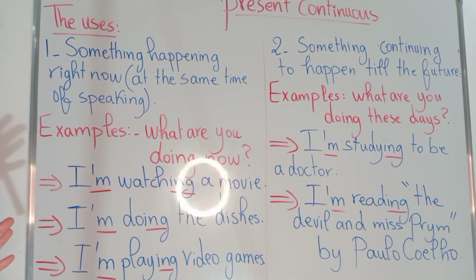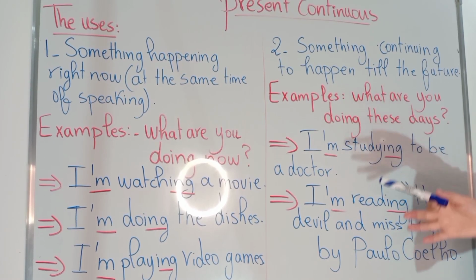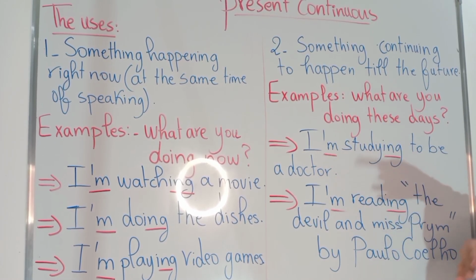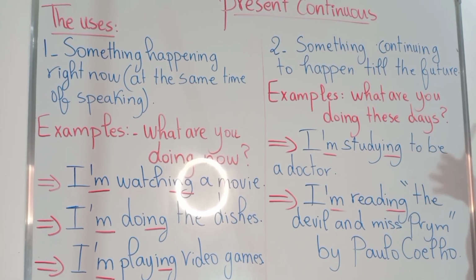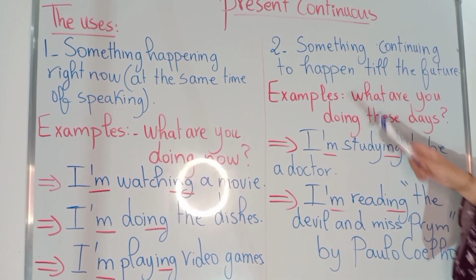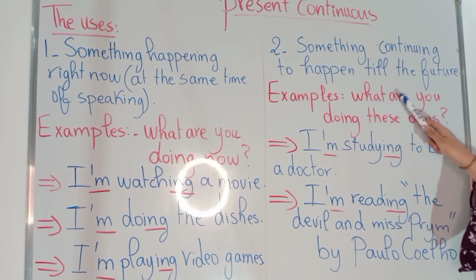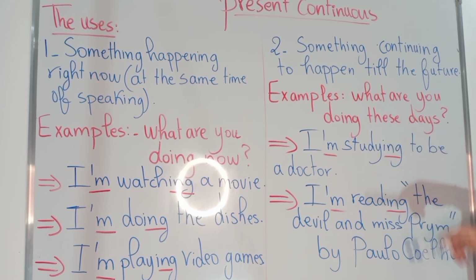It is different than the first one, but it's much easier. So the second use is something continuing to happen till the future. So you keep doing something, or you continue doing something till the future. Basically, you're waiting for the results in the future. Let me start with the first question. What are you doing these days? I'm not asking you about now. I'm asking you, what are you doing these days?